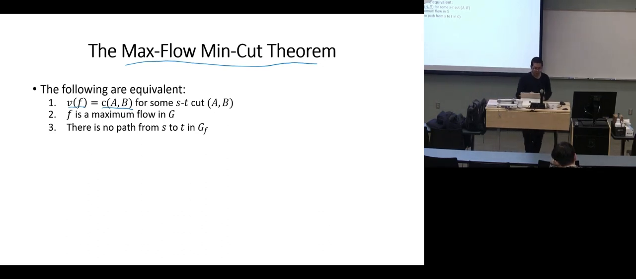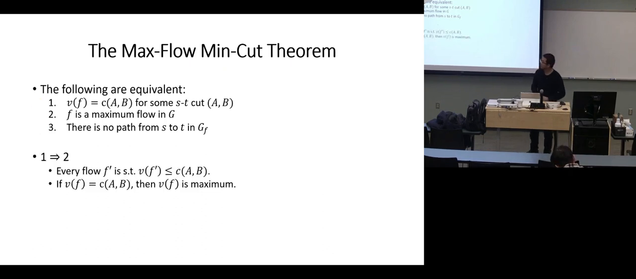Okay, so we need to prove that they are all the same. What I'm going to show is 1 implies 2, 2 implies 3, and 3 implies 1. So why does 1 imply 2? That's simple, because if you have an ST cut, the value of any flow cannot exceed the value of that cut. But if your flow matches this bottleneck, it must be the maximum.